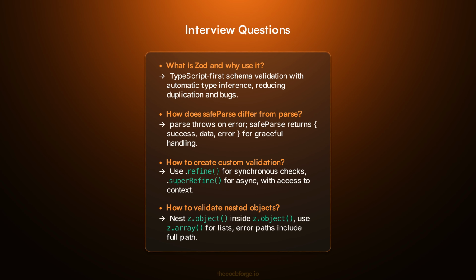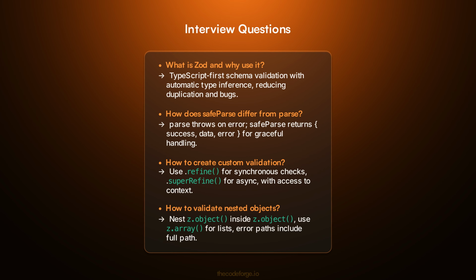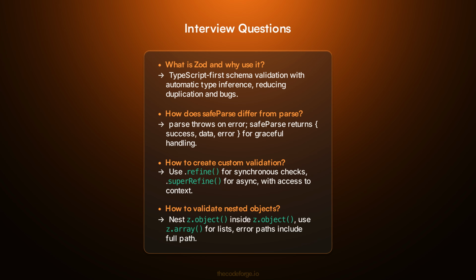Let's run through some common interview questions. What is Zod and why use it? TypeScript-first schema validation with automatic type inference, reducing duplication and bugs. How does safeParse differ from parse? Parse throws on error. safeParse returns success, data, or error for graceful handling. How to create custom validation? Use refine for synchronous checks, superRefine for async with access to context.